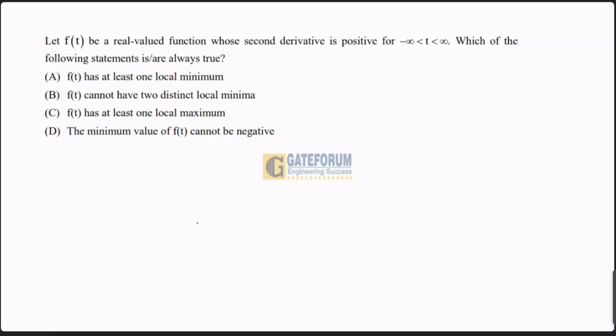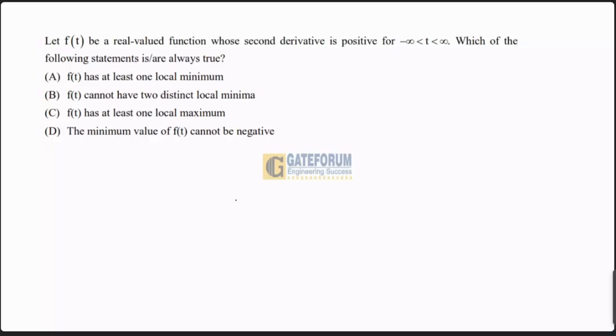The question is, let f of t be a real valued function whose second derivative is positive for minus infinity less than t less than infinity. Which of the following statements is always true? A. F of t has at least one local minimum. B. F of t cannot have two distinct local minima. C. F of t has at least one local maximum. D. The minimum value of f of t cannot be negative. This question is from engineering mathematics, from the topic calculus, subtopic maxima minima. This is a 2-mark question.